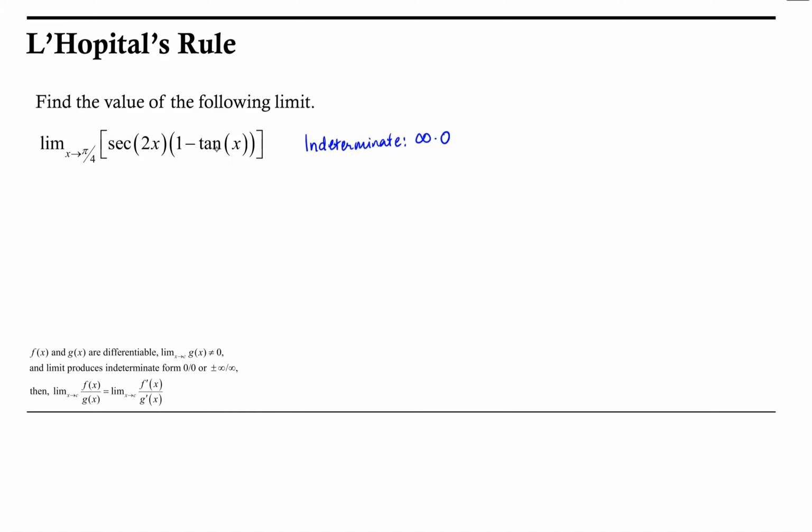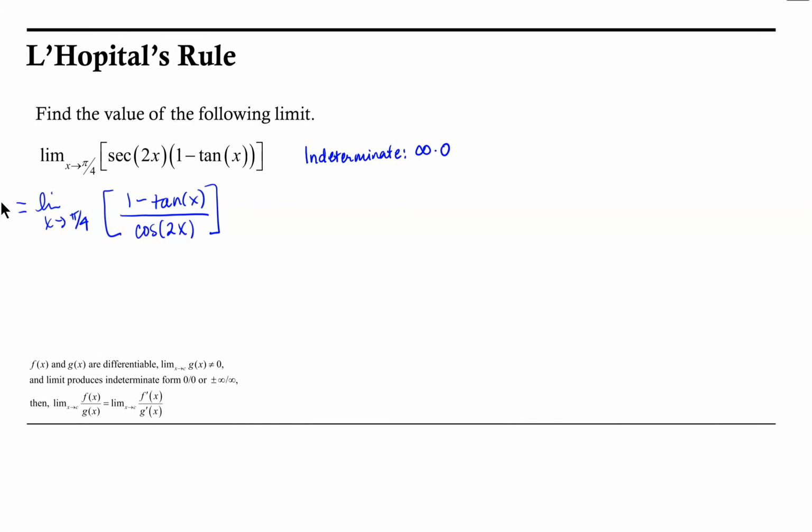So what we need to do is use some algebraic techniques to create an equivalent function with which we can evaluate the limit. In this case, since the secant function is the reciprocal of the cosine function, we could rewrite this limit as the limit as x approaches pi over 4, and our function would then be 1 minus tangent of x divided by cosine of 2x.